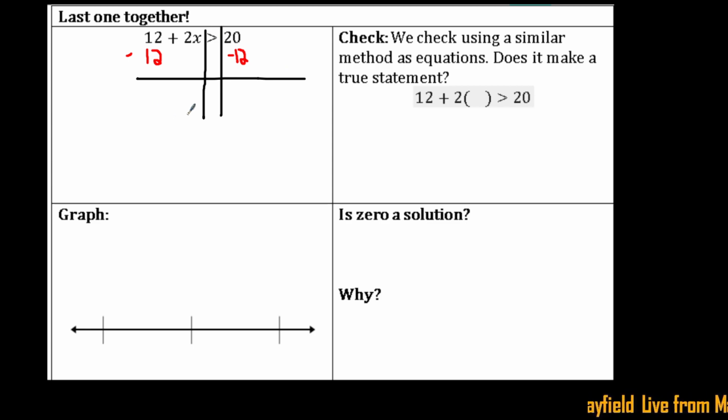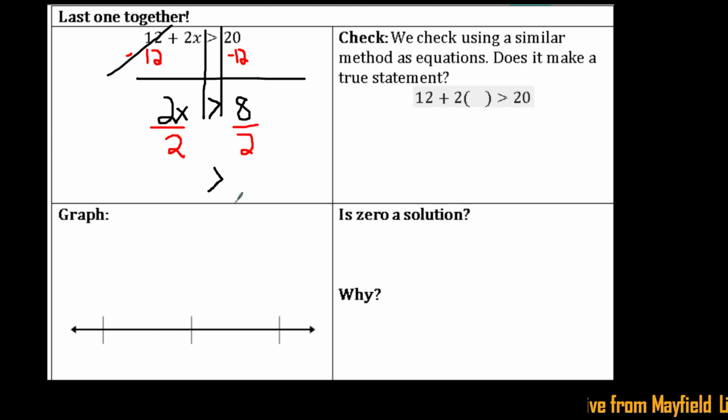Did we multiply or divide by a negative? No, and so our inequality symbol stays the same. On the left, the 12s cancel out, and the 2x comes down. On the right, we have 20 minus 12 is positive 8. And now we can divide by the coefficient, so we have 2 divided by 2 on both sides. Did we multiply or divide by a negative? No, and so it stays the same. And we have x is greater than 4.